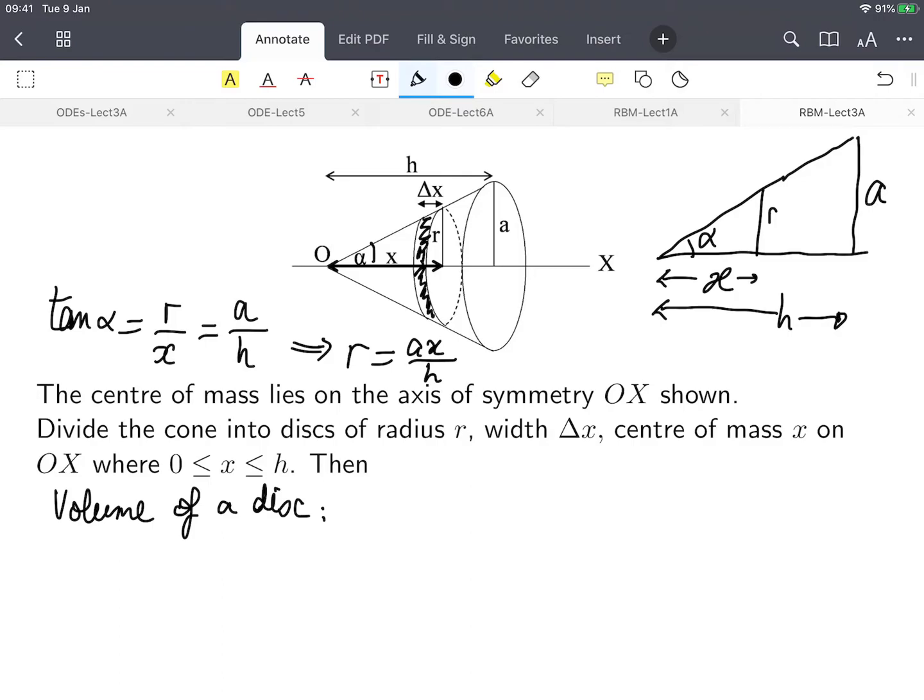I want r because I'm going to need it for the volume. The volume of a disk is just the area of the disk times its width. So the area is pi r squared, and the width is delta x, and r squared is pi a squared x squared over h squared, times delta x. So that's okay.